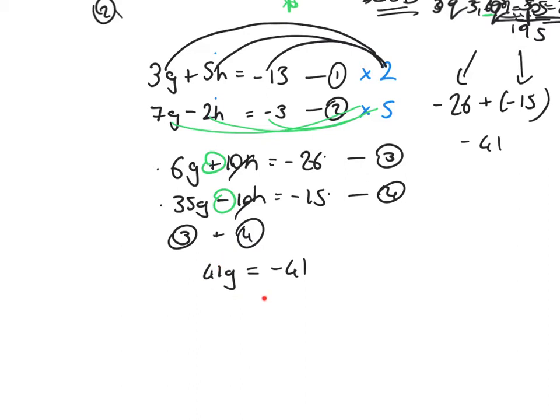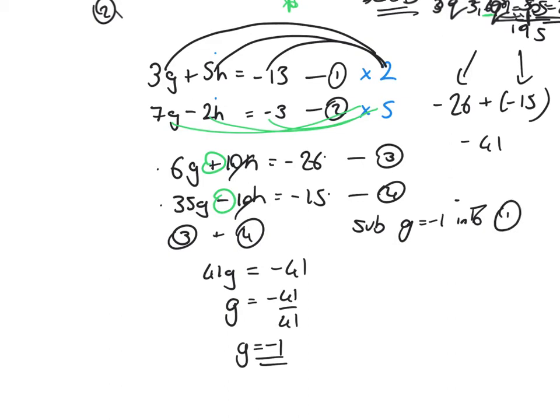I'm now going to bring the 41 down and divide, and g will be equal to minus 41 over 41, and g equals minus 1. I'm going to now sub that g equals minus 1 into one of the equations. This time I'm going to choose equation 1.